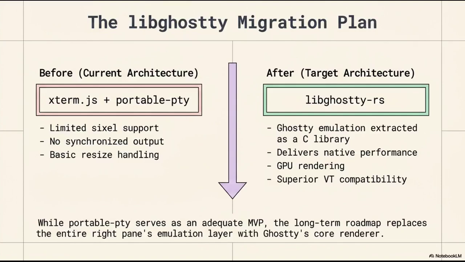The target architecture for this migration introduces $1. This new approach offers significant advantages. It extracts Ghosty's emulation as a robust C library, enabling native performance. Furthermore, it incorporates GPU rendering for improved visual fidelity and delivers superior VT compatibility. While $1 serves as an adequate MVP for now, our long-term roadmap is to replace the entire right pane's emulation layer with Ghosty's core renderer.